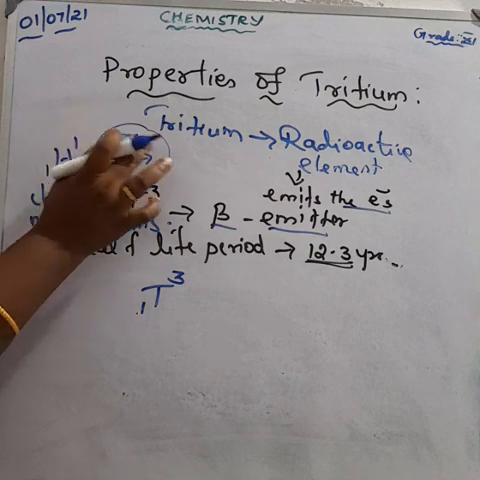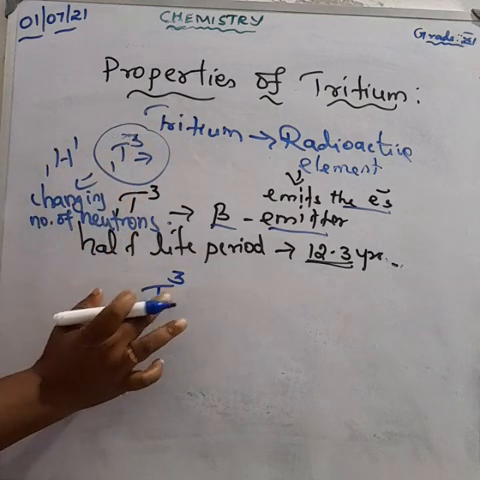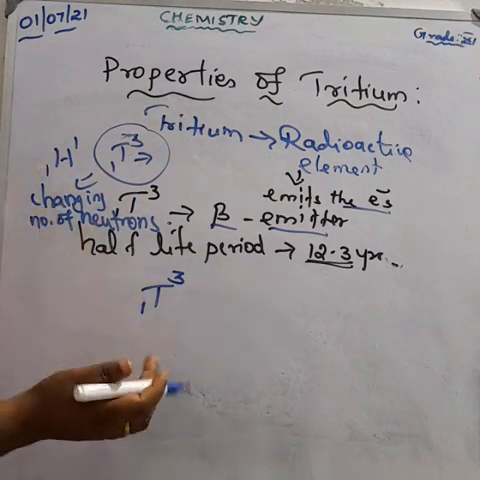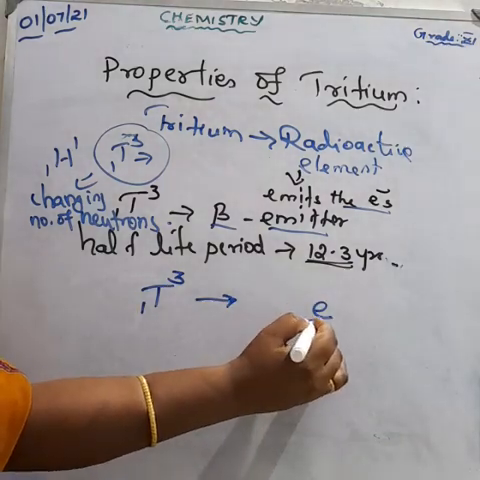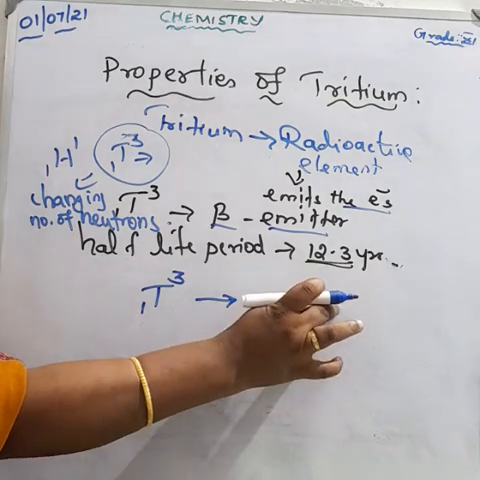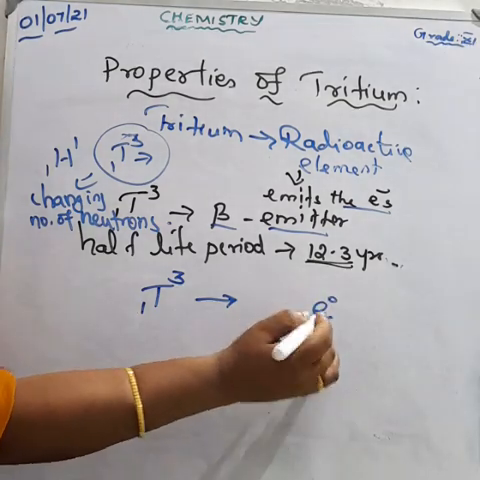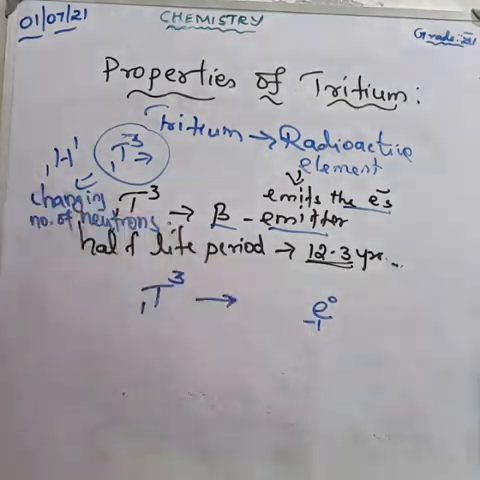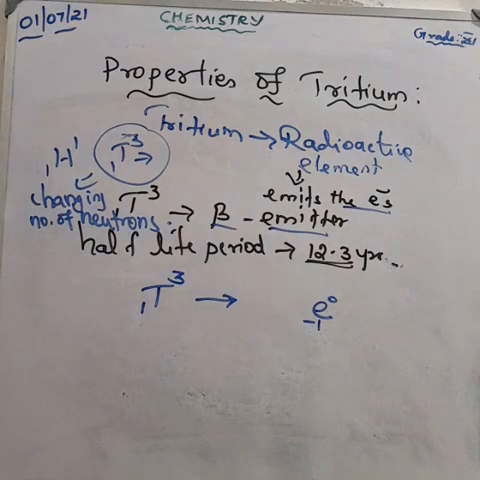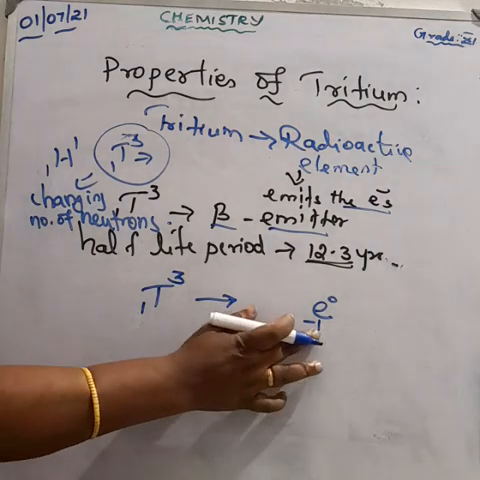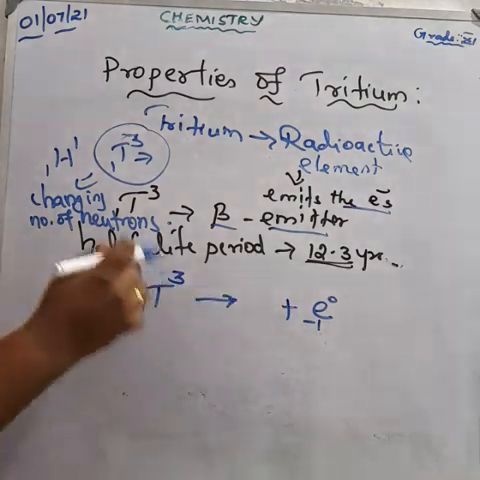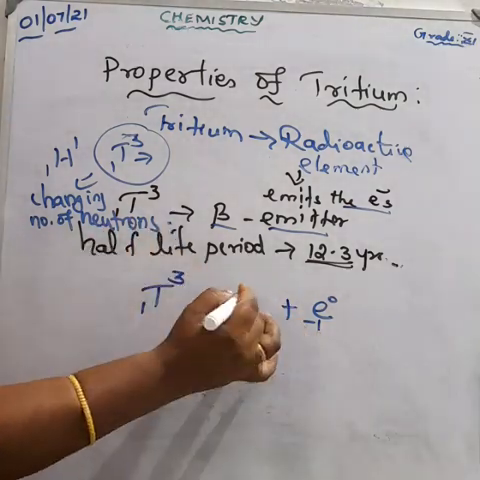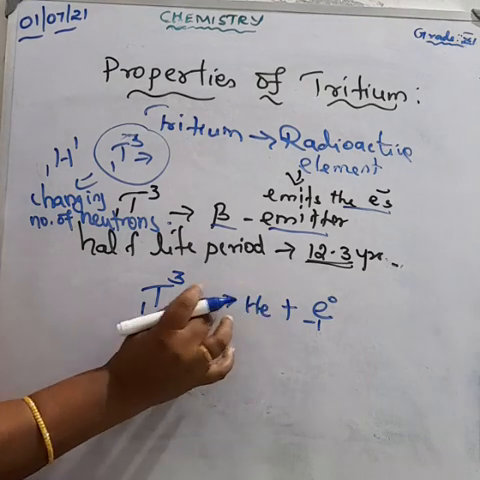So the tritium atom is a radioactive element, so it always emits electrons. What is the mass of the electron? Very, very small, so it is negligible. So the mass of the electron is 0 and the charge is -1. What is the charge of the electron? -1. So here tritium, when it emits the electron, it can be changed into a beta particle.